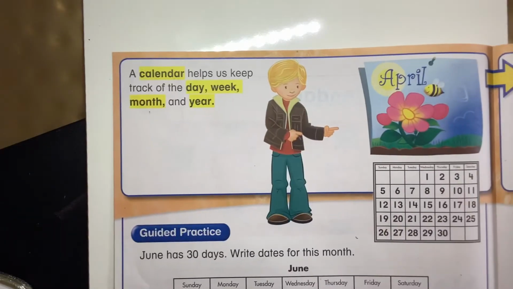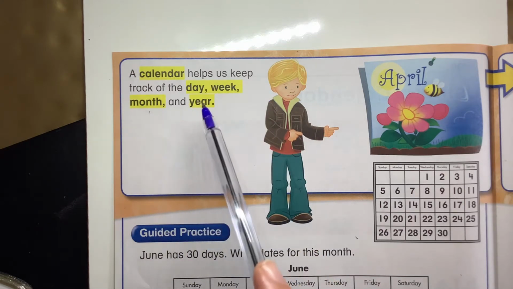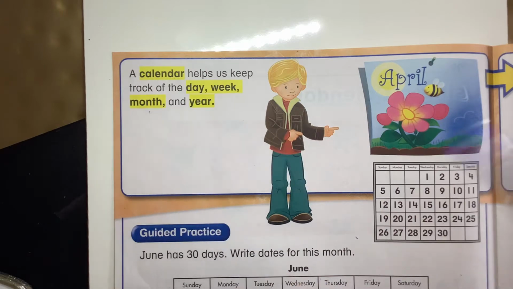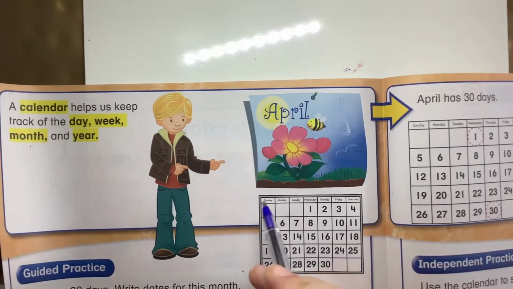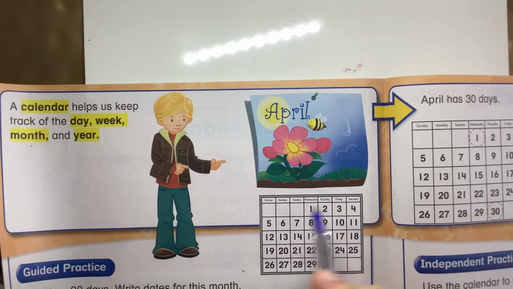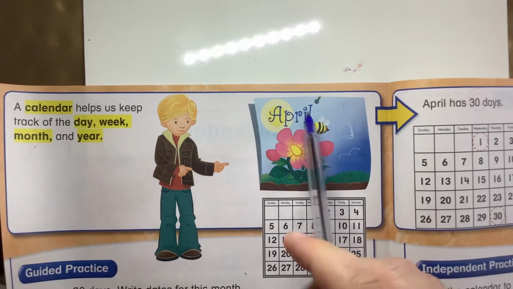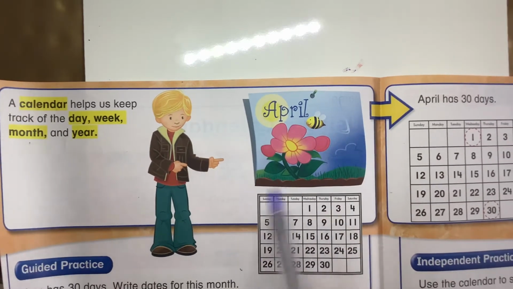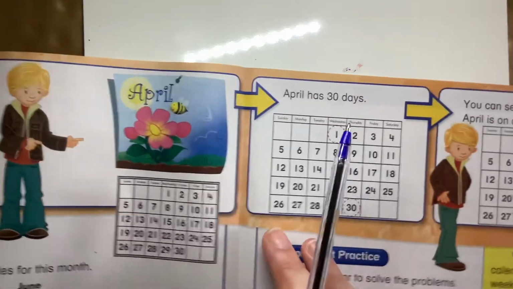So look at all those vocabulary words. Woohoo! So a calendar helps us keep track of the day, week, month, and year. Here's our calendar. The days are written on the top. The week, there are 7 days in a week. Okay, the month is here, it says April. The year, it doesn't say here what year it is, but often it will.